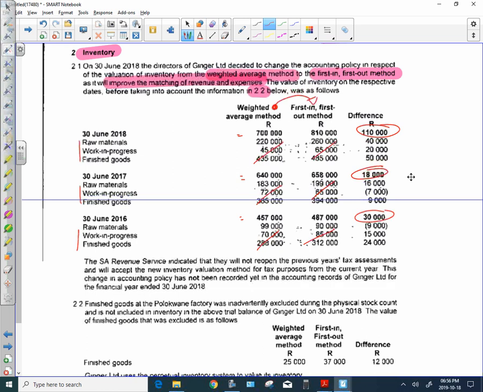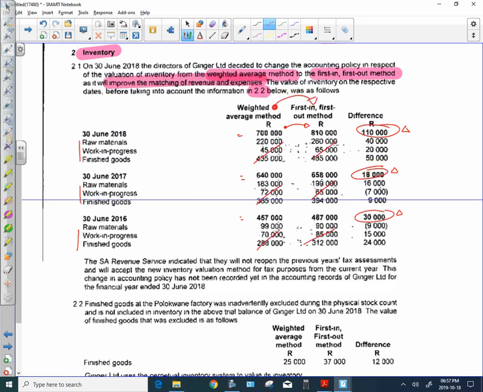Right, so you'll see in 2018, my weighted average was 700. It increased to 810. So do you agree that there was an increase in inventory of 110? Similarly, in 2017, it went from 640 to 658. Again, an increase in inventory. 2016 was 457 to 487. Again, an increase in inventory.